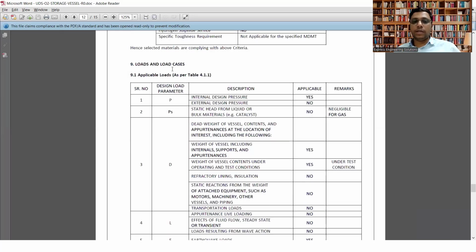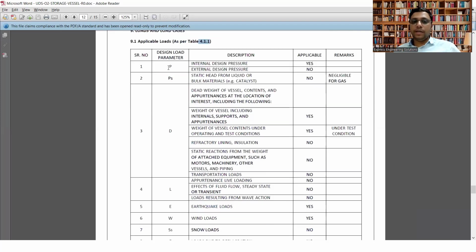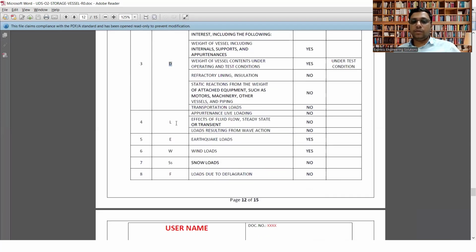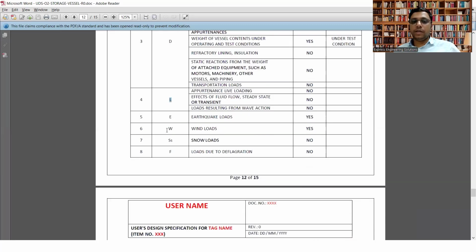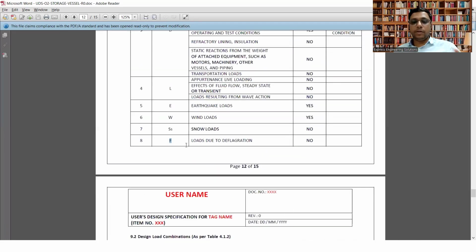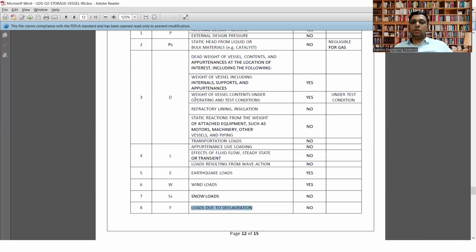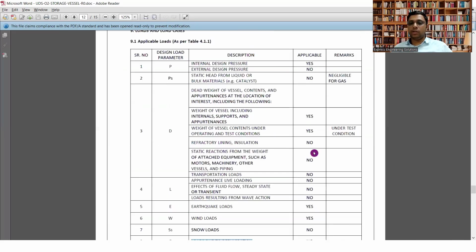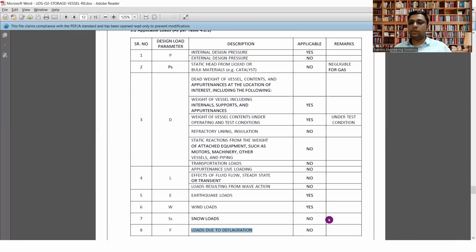Then various load cases, loads and load cases. Here you can see these are the design load parameters. P is for internal and external pressure, PS is for the static head, D is for the dead weight, L is for what? The live load, E is for the earthquake, W for the wind load, S is for the snow load, F for the loads due to deflagration. If there is any flame to be propagated, because of that if there is any load, that is called the loads due to deflagration. So all those loads have been defined over here, and whether those are applicable or not has been mentioned by the user based upon its requirement, the site location and the process.